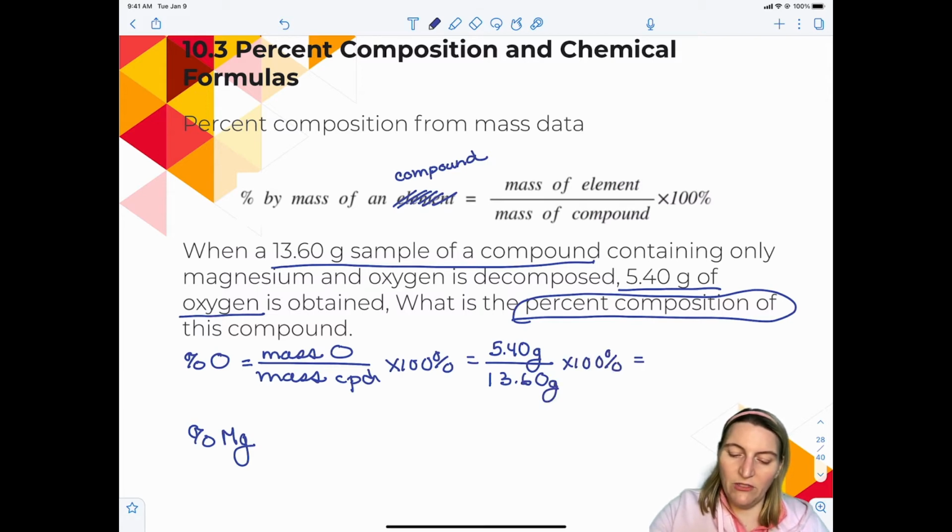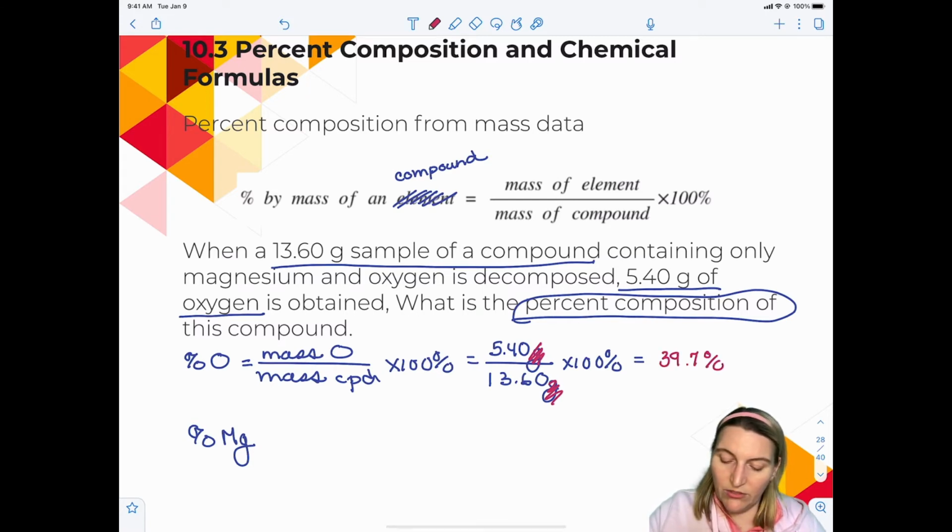And look at what happens to the units, right? A gram in the numerator and a gram in the denominator cancel out. Therefore, the only unit in my answer is actually just the percent sign. It's not really a unit. It just tells you what type of number it is. And I divide those 2 numbers, and then I multiply by 100%. And I get 39.7%. Still, significant figures, yep.